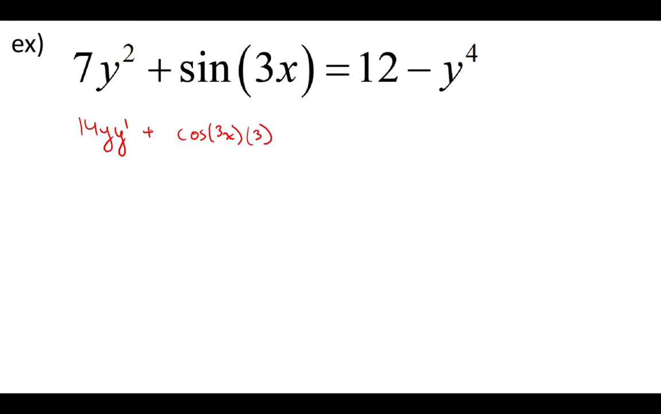After you get the hang of that, you'll just write it as 3 cosine 3x, but we'll write the whole thing out for now. So that's the first derivative part, equals, the derivative of 12 is just 0, so that just goes away. You could write it as 0 if you want to. Minus 4y cubed, and then y prime.